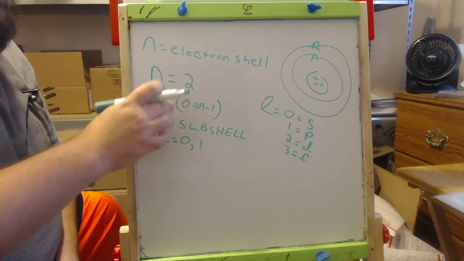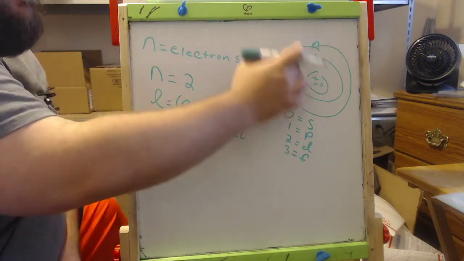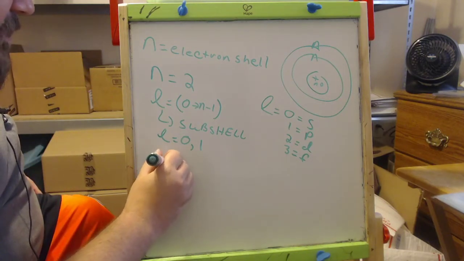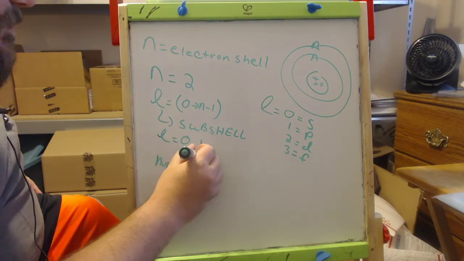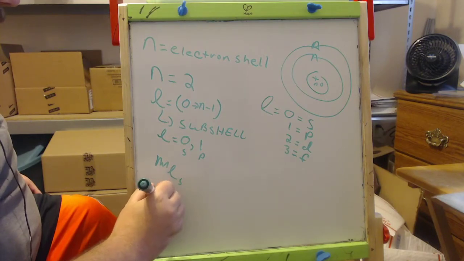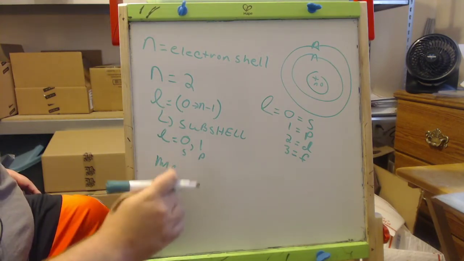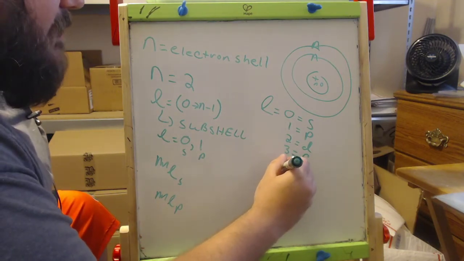Okay, so n tells you what level you're on, L tells you what subshell or room you're in, and then there's m sub L for each L. So there'll be one, so this would be S, and this would be P. So in our case, there'd be one for S, and there'd be one for P. Okay. m sub L S, m sub L P. And we come over here, and how do we find m sub L?